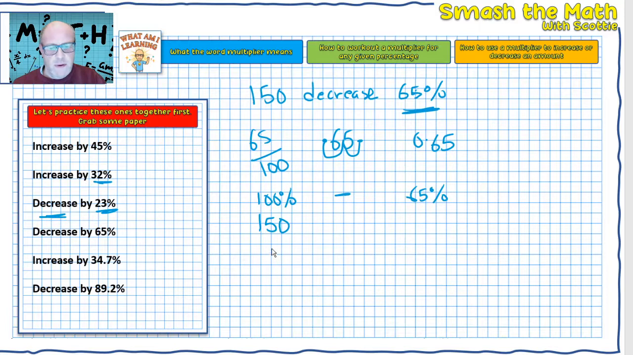Okay, so remember that 100% is 1 as a multiplier. 65 already worked out is 0.65, and I'm taking that away. So 1 take away 0.65 is 0.35. Okay, so to work out 150 and a decrease of 65%, I'm going to times it by my multiplier of 0.35. So 150 times 0.35 is 52.5.